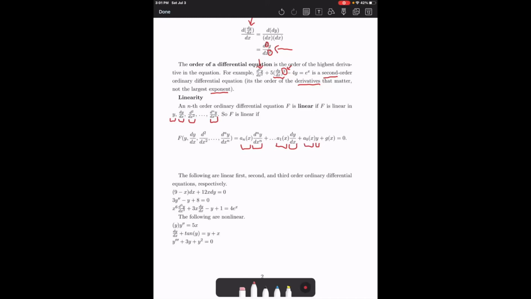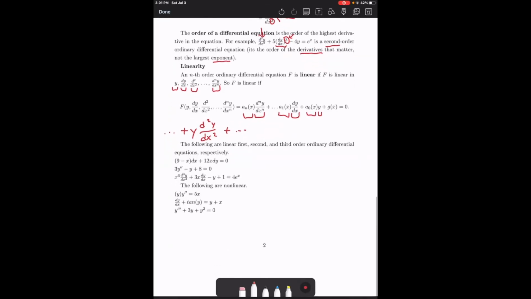So you can see how there's many ways that things would end up not being linear. If I have some derivative of y, suppose it's the second derivative of y, d squared y dx squared, but instead of multiplying it by a function of x, it was multiplied by y, plus dot dot dot, whatever else is in there, this thing is not linear, because my definition of linearity says that every derivative of y plus y itself all have to just be multiplied by functions of x. So we'll look into these examples to hopefully clear up any issues.